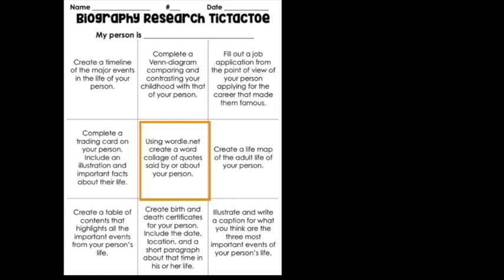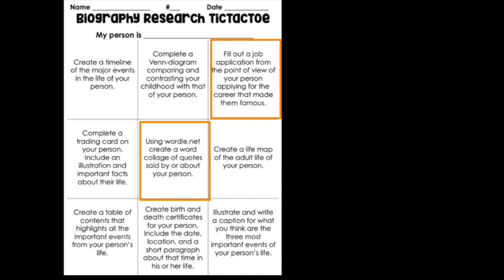Now, since I chose the middle square, I have a lot of different options on which way to go. The one I think I really want to do next is to fill in a job application. I think that could be a really creative outlet. I'm not very good at drawing and things, so I like the words better. So here we have to fill out a job application, applying for the career that made them famous. That's going to be interesting. Okay, so I'm doing that one.